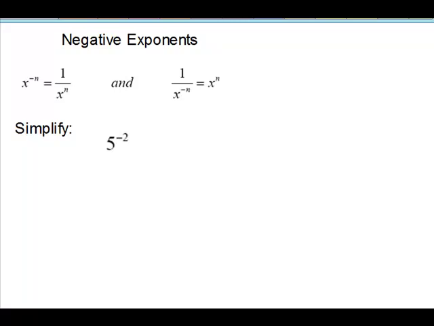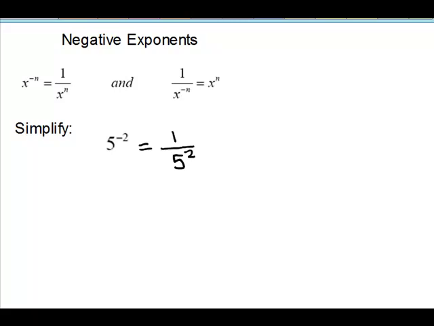Next, we will simplify 5 to the negative 2 power. You cannot do any evaluating here. We cannot make negative 2 copies of the 5. So first we have to use the definition and change it over to a positive exponent. So right now it's in the numerator. We're going to rewrite it. Shift the 5 to the denominator and make a positive 2.